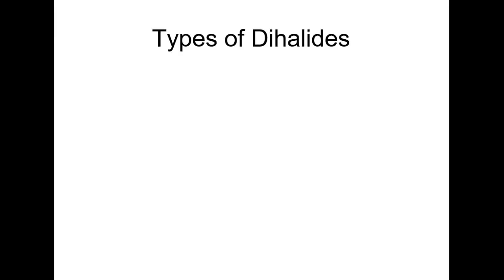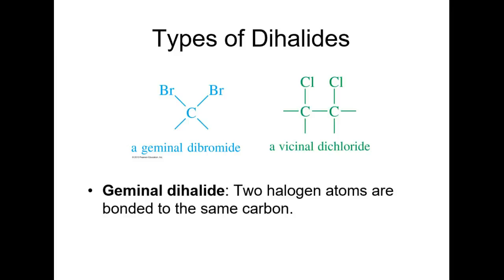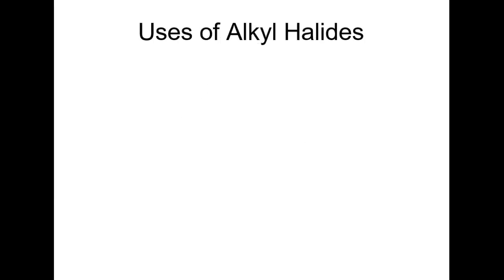All right, types of dihalides. These compounds just have general names. If you have 2 halogens on the same carbon, it's called a geminal dibromide. If you have halogens next to each other, it's called vicinal. So geminal is on the same carbon, and vicinal is where the carbons are adjacent to each other.